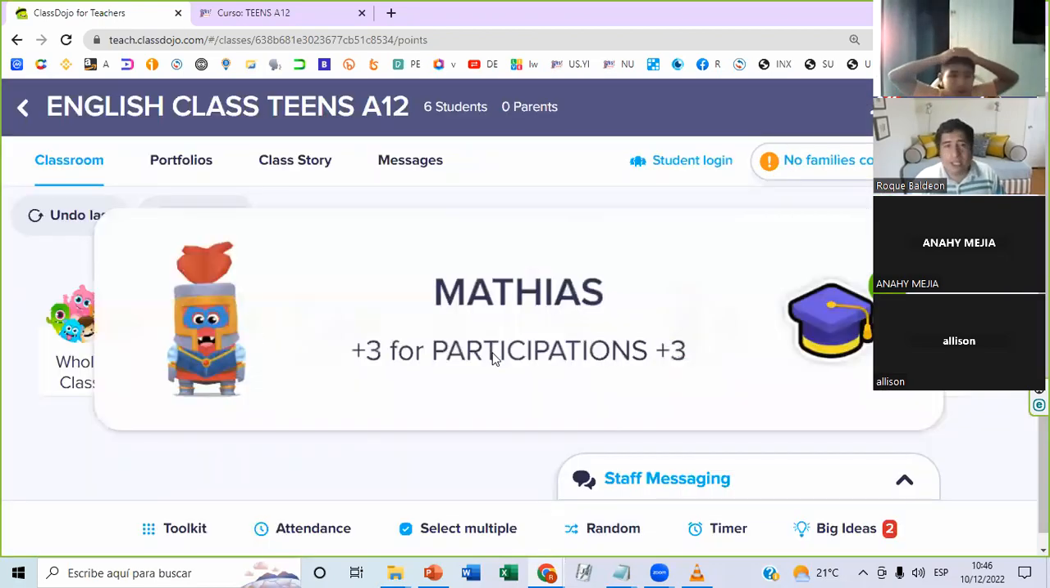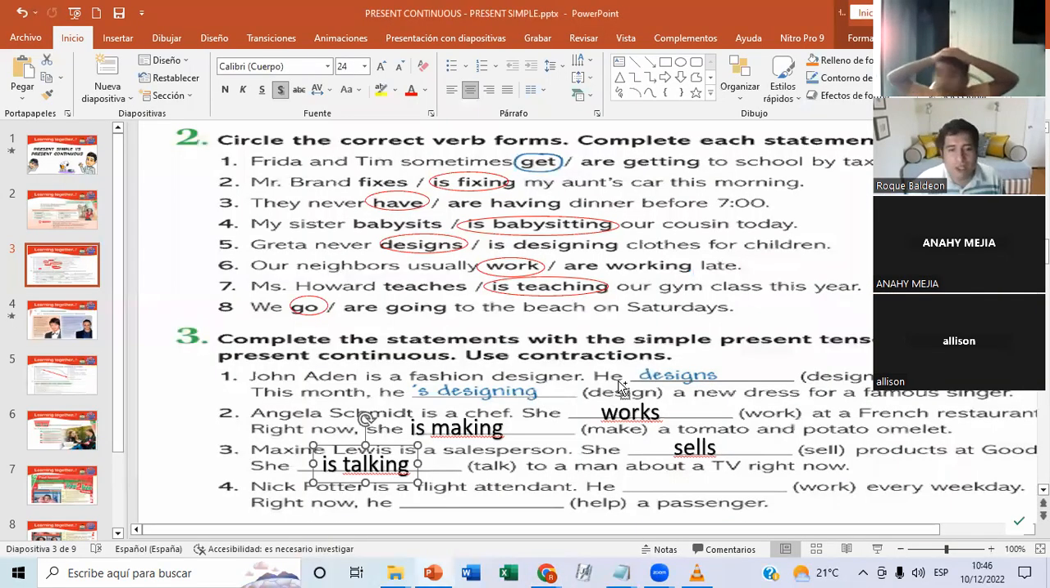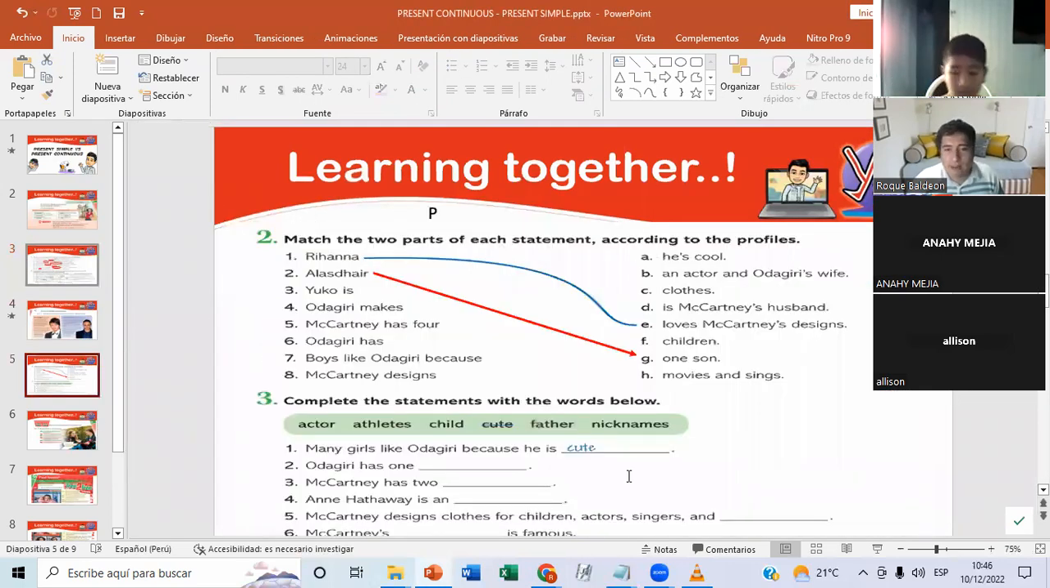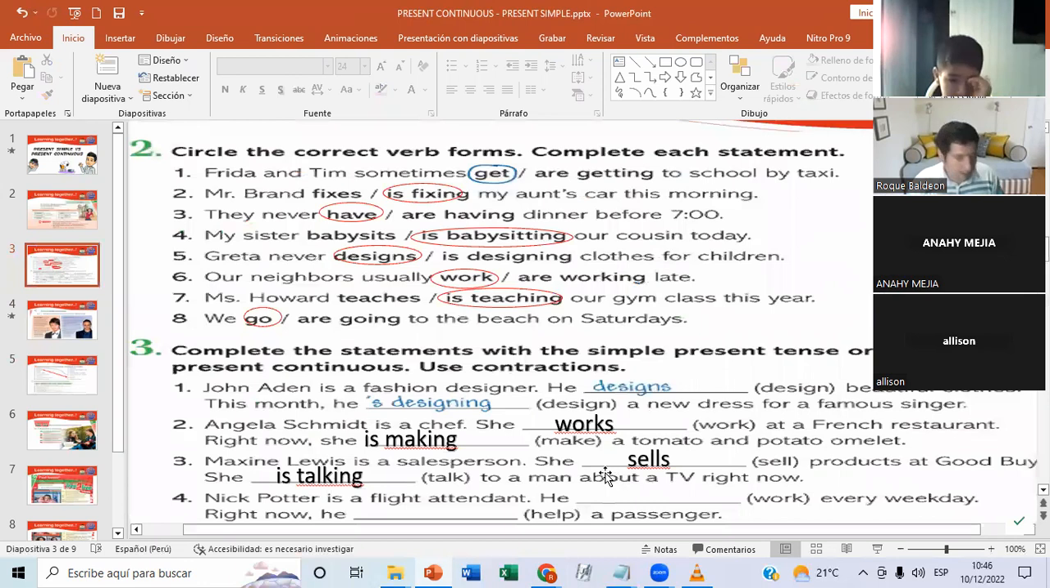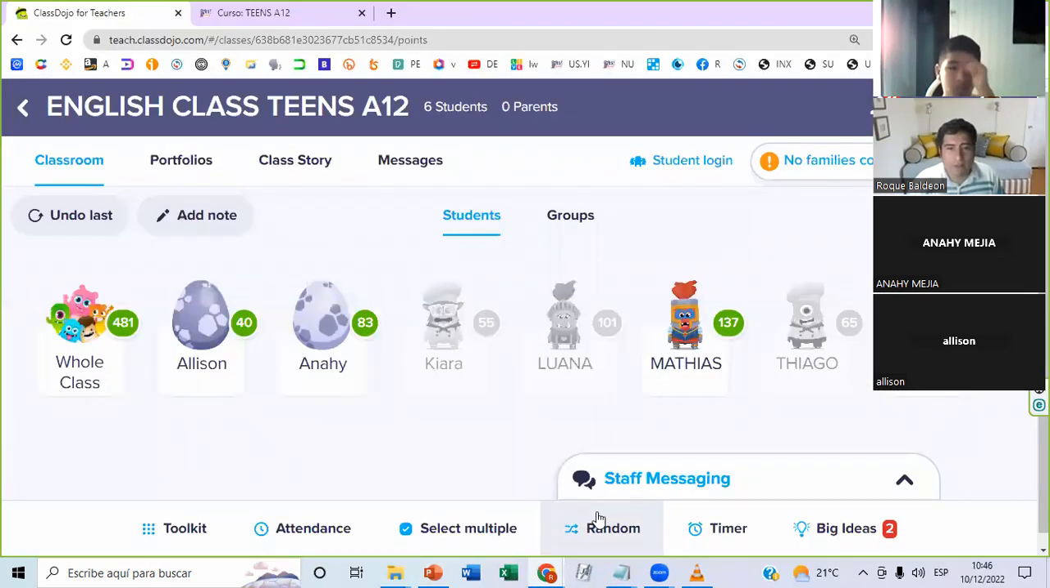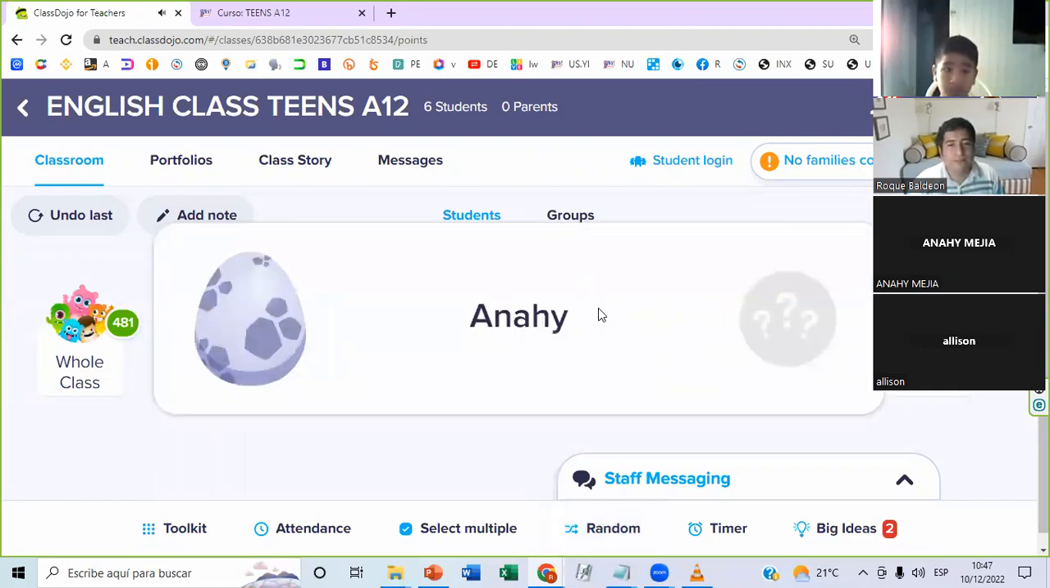Matias, chicos, students, está arrasando con todo, ¿eh? Be careful con Matias, students, ya está arrasando con todo. En la number four, vamos a hacer este random, ¿ya? Random para ver qué students está prestando atención or not? Good, awesome. Let me check. Here we go. Vamos con random.